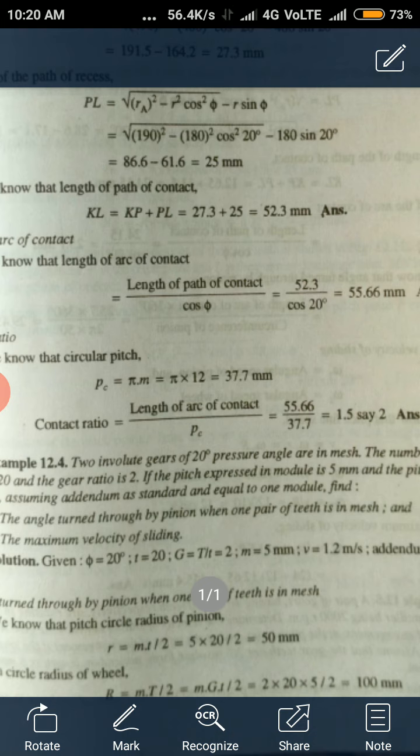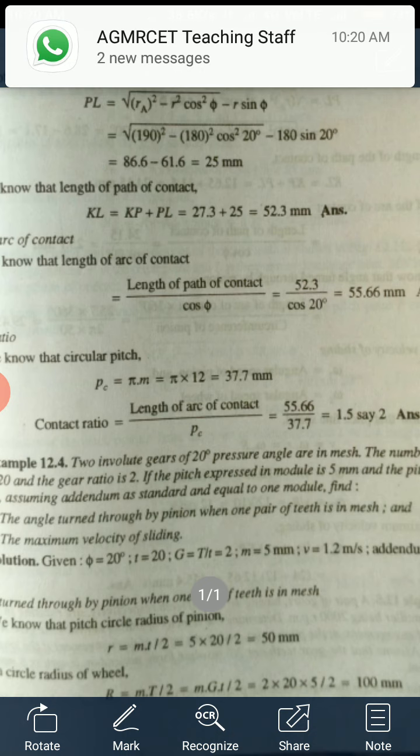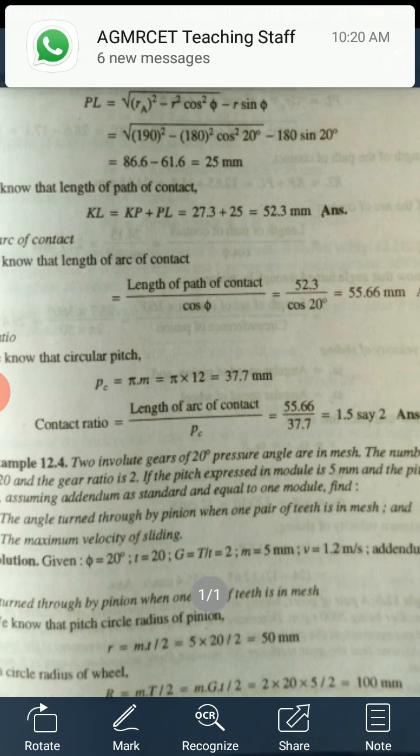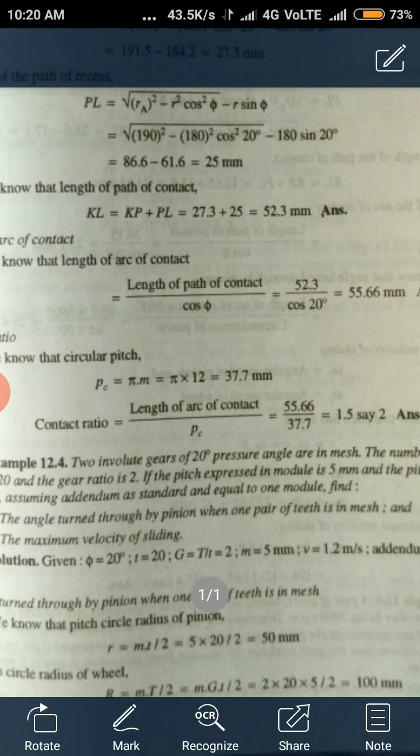And what is he asking? He is asking to determine the angle turned through by the pinion when one pair of teeth is in mesh, and the maximum velocity of sliding. So here we have two different parameters to be calculated. Till now, in last week's problems, we calculated only the length of path of contact, length of arc of contact, and contact ratio. But now we have a new parameter to determine, that is the angle turned by the pinion.